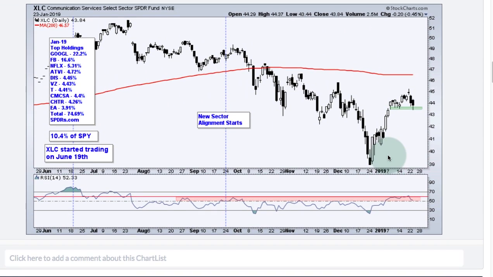We'll look at XLC, the communications sector, which accounts for 10.4% of SPY. You can see that there's that support zone marked by that mid-January low. And if we break that support zone and RSI breaks below 50, that's going to be short-term bearish.